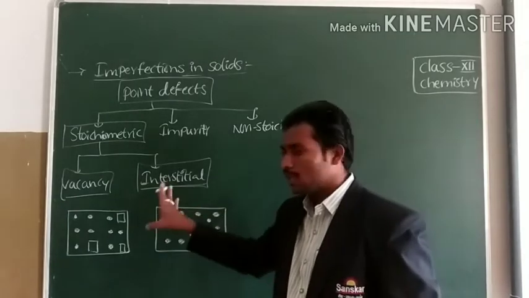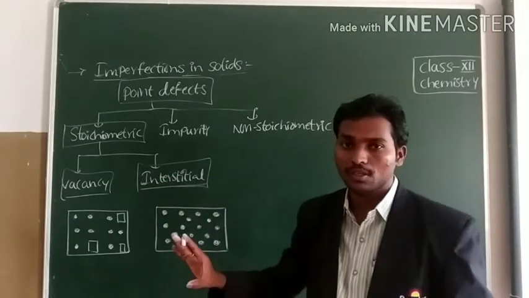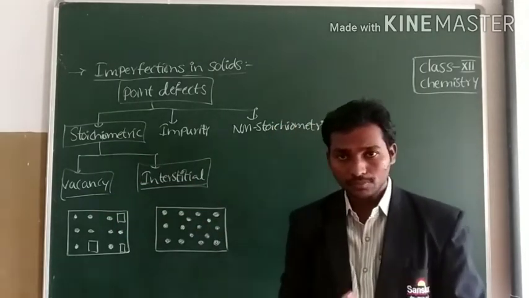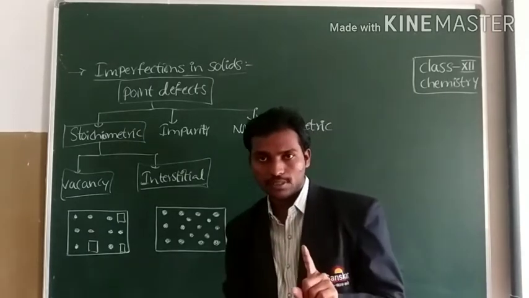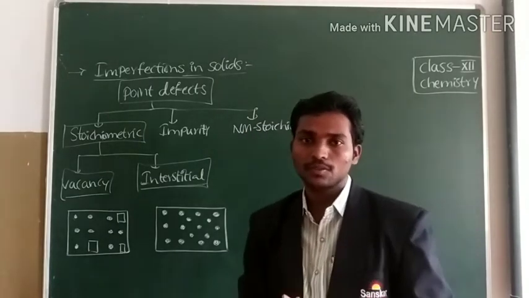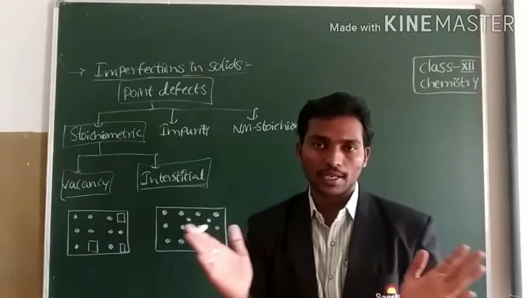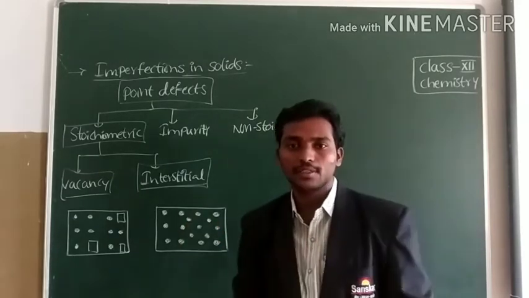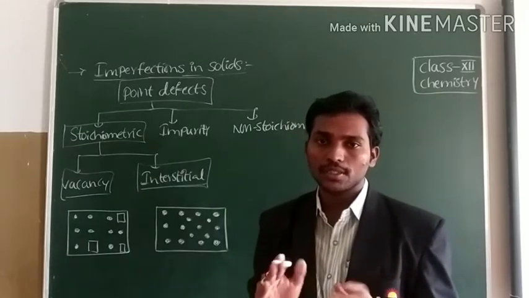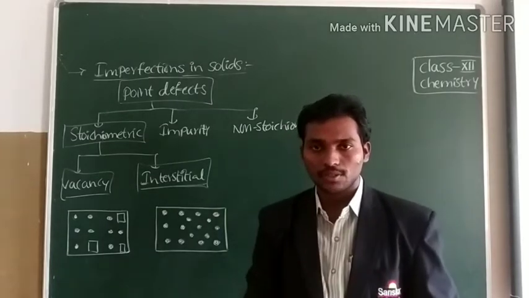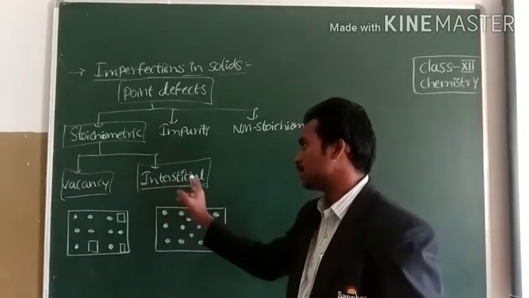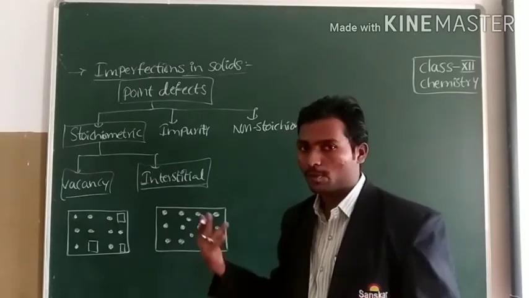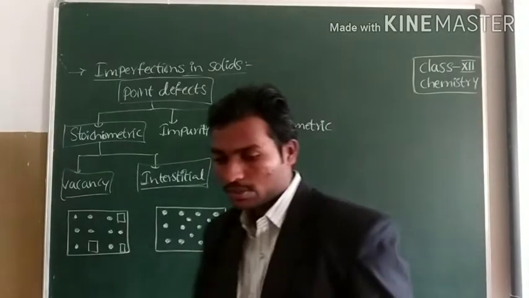And only non-ionic solids possess this vacancy and interstitial defect, but not ionic solids, because ionic solids must possess electrical neutrality. We know that ionic solids are made up of cations and anions, so the cationic charge must be equal to the anionic charge. That's why electrical neutrality must be balanced in ionic solids. So ionic solids do not possess vacancy and interstitial defect. They possess Frenkel defect and Schottky defect. Let us talk about them.